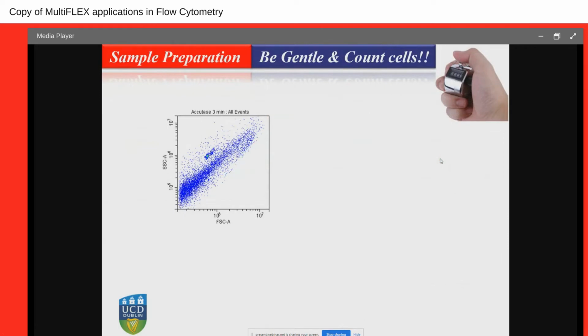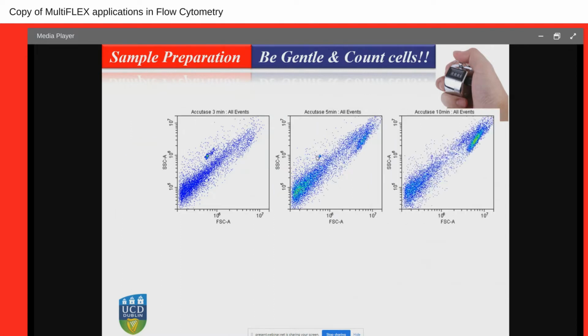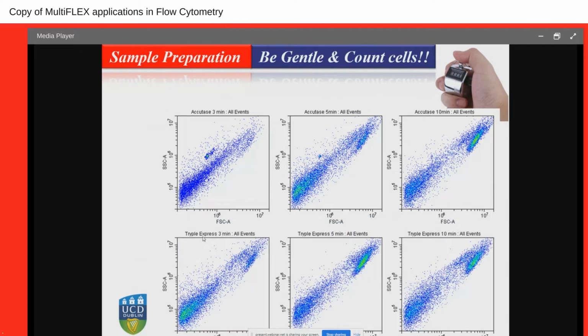When we are looking at samples, we have to be careful with the sample preparation. We have to be gentle and count the cells. And we usually have counting beads as well here. So we have Accutase at 3 minutes, 5 minutes, or 10 minutes. And here we can see more or less we have more cells here, but more or less is not good. We need numbers. We will compare this sample preparation with TrypLE Express at 3 minutes, 5 minutes, or 10 minutes. We can see that it looks like TrypLE Express is better. But as I said, looks like doesn't mean it is.